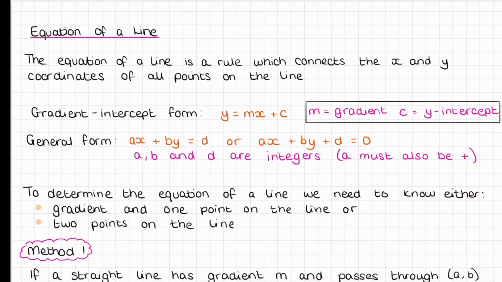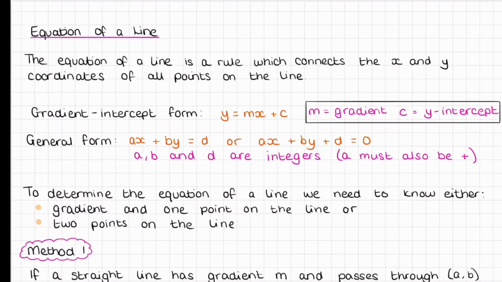Then we've also got the general form, which you can see two different ways, either ax plus by equals d, or ax plus by plus d equals 0. The thing with this form is a, b and d all have to be integers, and a, the value in front of the x, must be positive.